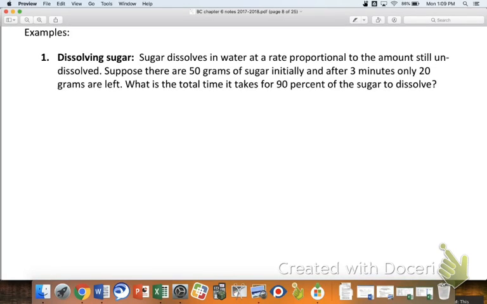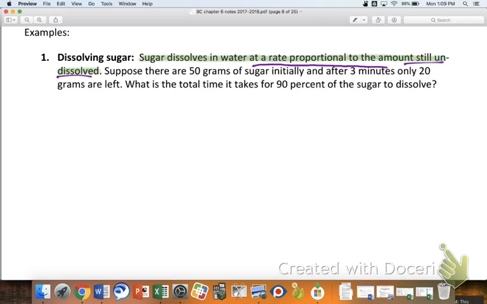Number one has some key wordings. I want to highlight those for you. It says sugar dissolves in water at a rate proportional to the amount still undissolved. Here's the really key stuff: at a rate proportional to the amount still undissolved. In other words, sugar dissolves at a rate proportional to the amount of sugar that's still in there, that you can still see.